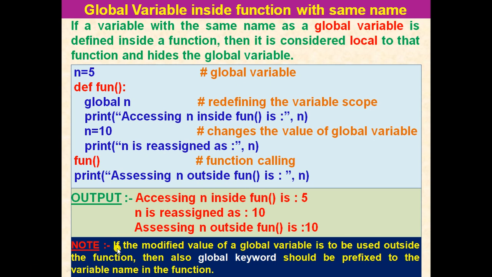Here one thing we have to remember: if the modified value of a global variable is to be used outside the function, then also the global keyword is used. It means whenever we want to change the value of a global variable, for that purpose also we use the global keyword with our local variables, so that we are able to change the value of the global variable.